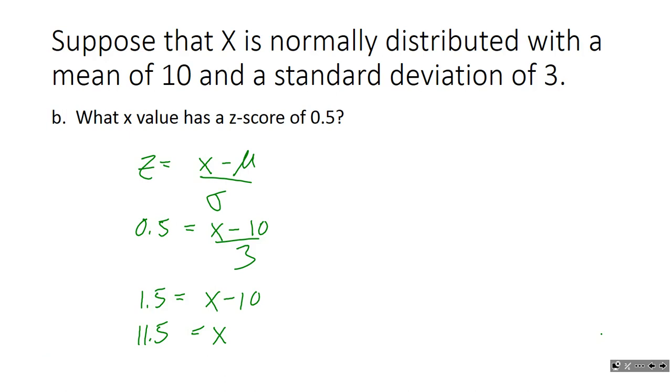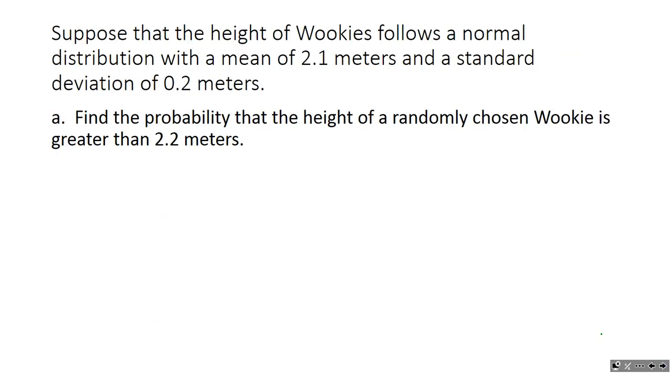All right, now let's see. Next problem. Suppose that the height of Wookiees follows a normal distribution with a mean of 2.1 meters and a standard deviation of 0.2 meters. Find the probability that the height of a randomly chosen Wookiee, like Chewbacca, is greater than 2.2 meters.